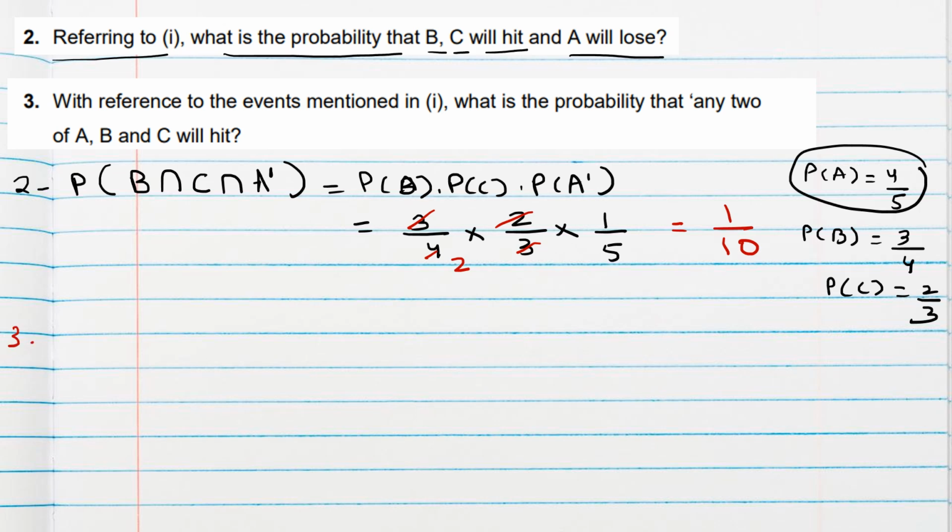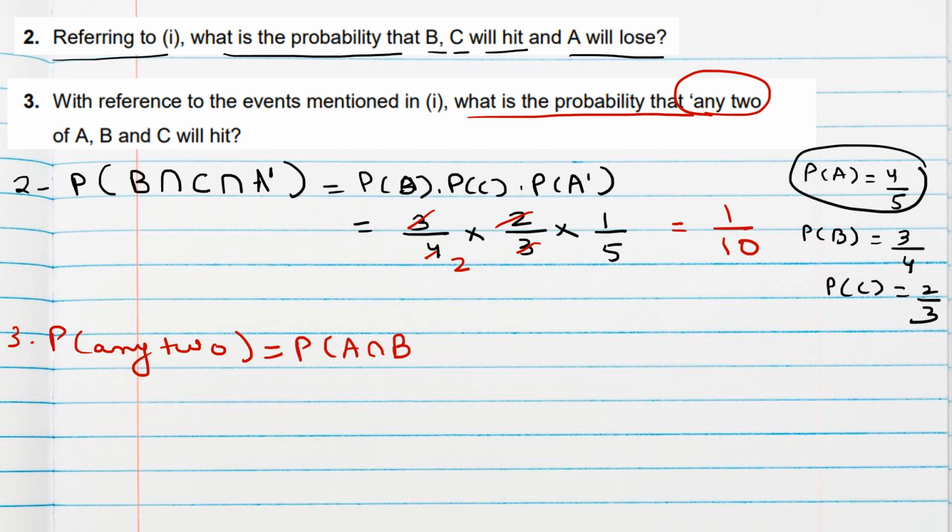Now let's check the third question. With reference to the event mentioned, what is the probability that any two of A, B and C will hit? See, any two means 3 cases will arise here. Probability of any two means what? It is not mentioned which two. So we can have A and B hit the target but not C.